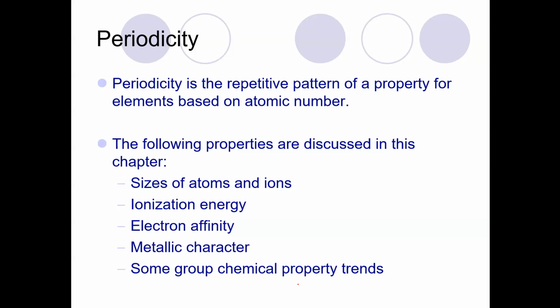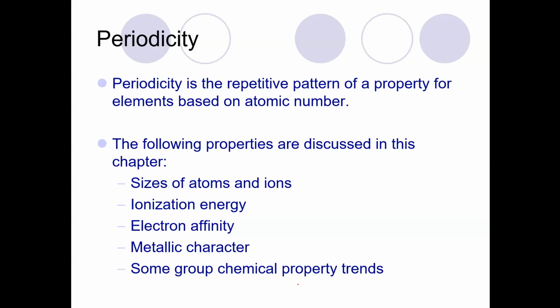How could I predict what's going to happen? Again, we're not going to be predicting based on numbers, but I'm going to give you two elements and say, okay, based on this property, tell me which one would be higher or which one would be lower. Those are the types of things we're going to be doing. So these are the trends: the size of atoms, the ionization energy of atoms, the electron affinity of atoms, the metallic character of atoms, and then some chemical property trends, which means certain groups, we're going to learn things that those groups do that other groups don't.